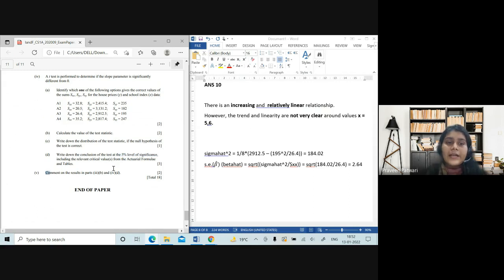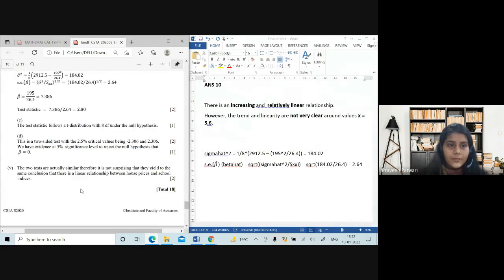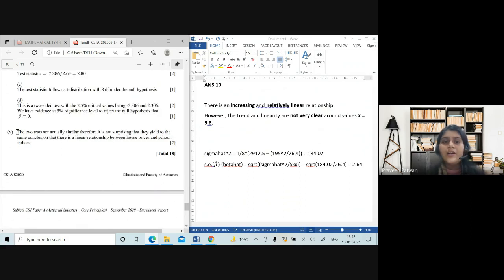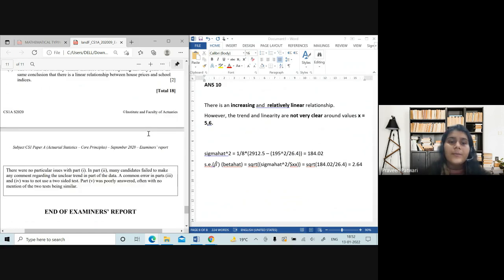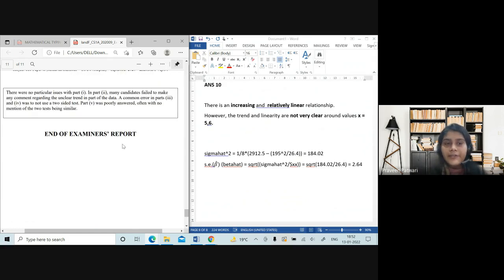Okay. Again, there is a comment. So commenting is something that these questions, usually they do come with a comment. So these two tests are actually similar. Therefore, it is not surprising that they yield to the same conclusion that there is a linear relationship between house prices and school indices. Okay. Again, since it's a comment question, you can highlight the keywords. Apart from that, it's completely fine.